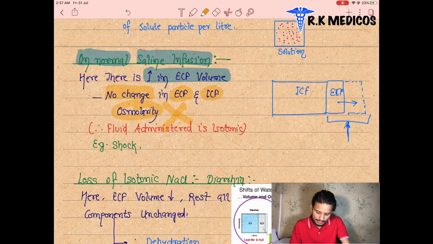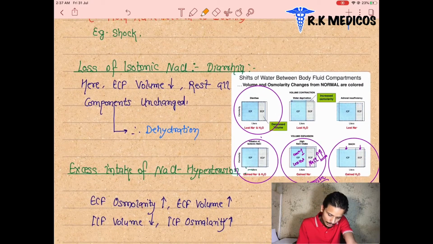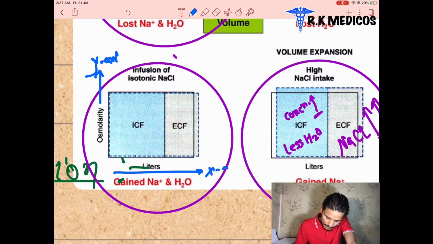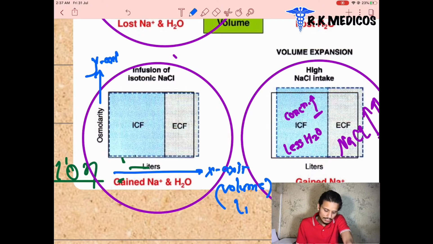You can see in this picture, I already told you, this is the y-axis and this one is the x-axis. What is the x-axis measuring? That is volume, measured in liters. And what is the y-axis measuring? That is osmolarity, already told you.